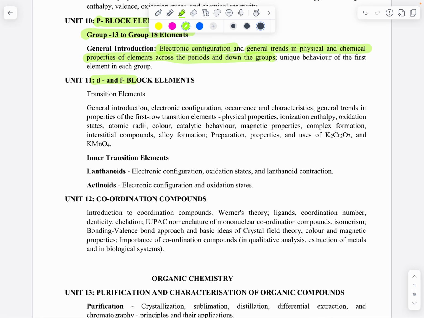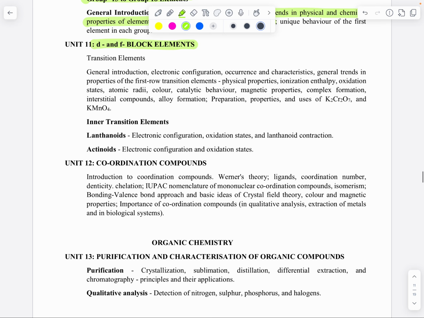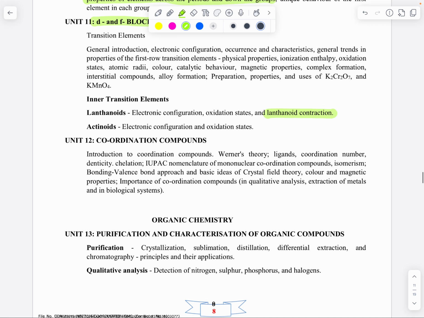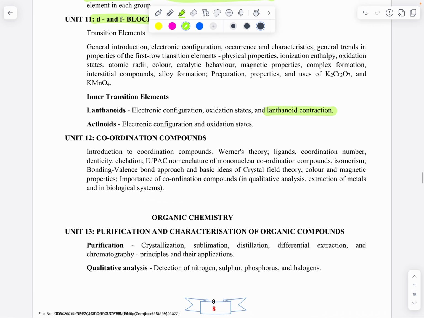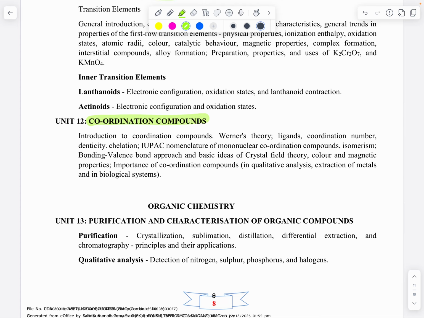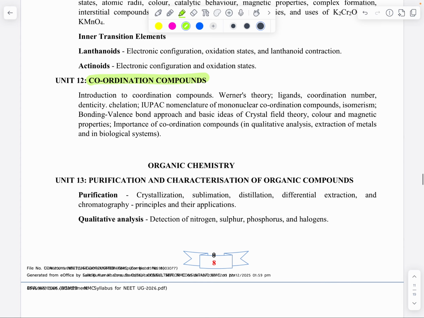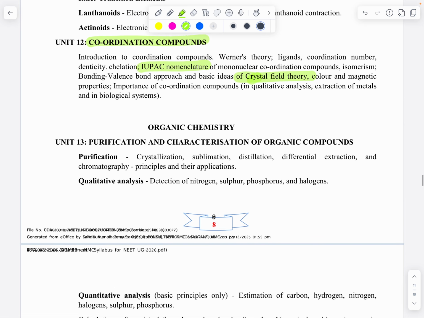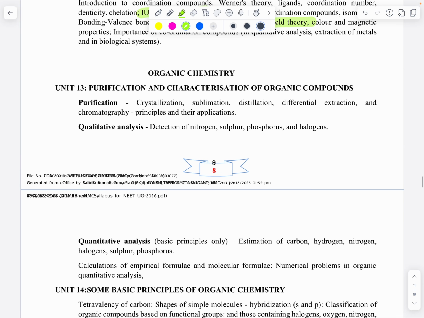The next is d and f blocks. Obviously, the electronic configuration is very important, as well as the oxidation states. The important topic from this chapter is lanthanoid contraction. So make sure you prepare the topic well. The next is coordination compounds. Obviously, nomenclature is important from this chapter. Also the CFT, crystal field theory, and isomerism, all these topics are very important from this chapter.